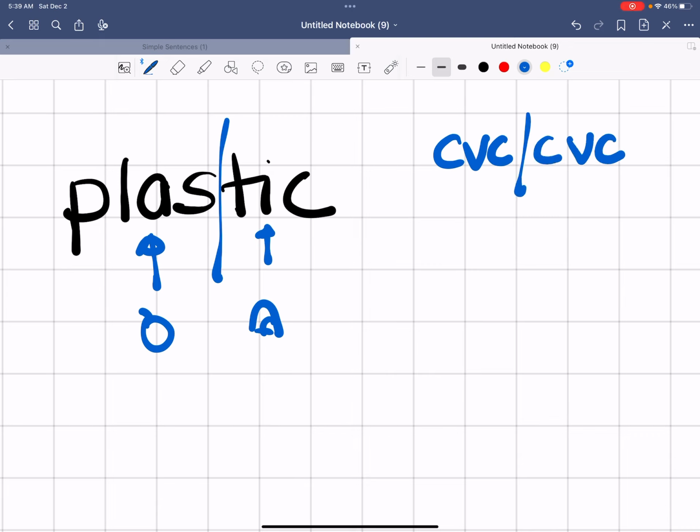They could be something like this. They could also be like this. There's many combinations, but these are basically just CVC words. Words that have a short vowel. A short vowel is a vowel that says its sound and not its name. That would be a long vowel if it says its name.